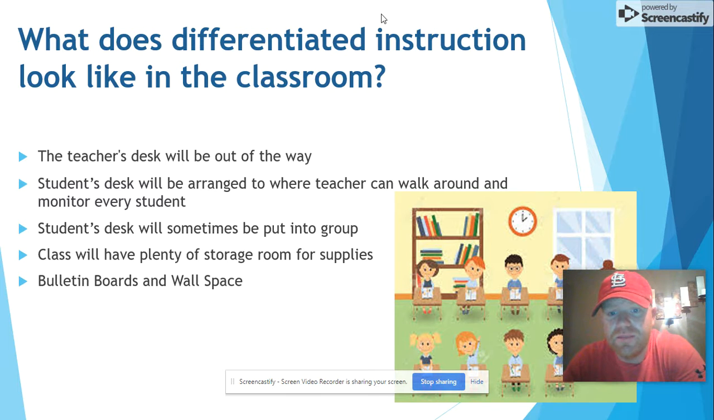What does differentiated instruction look like in the classroom? Well, for one, sometimes the teacher's desk will not be in the center of the class. It'll be off to the side, so that the focal point is the students. The students' desks will be arranged so that the teacher can walk around to every single desk and see every single student individually. Sometimes the desks will be in groups, depending on the teacher's preference. Make sure the classes have plenty of storage for their supplies, and bulletin boards and wall space to hang things up is always good.